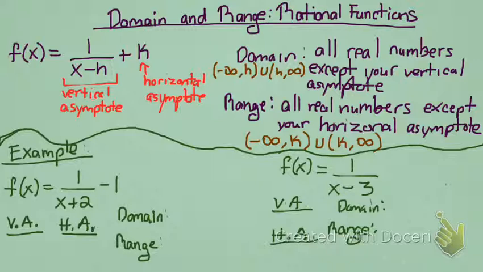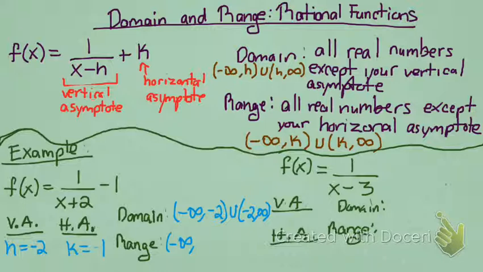I have 1 over x plus 2 minus 1. My vertical asymptote is going to be the opposite of positive 2 in the denominator, which is negative 2. So my h equals negative 2. And my k is always going to be whatever that last number is. So h and k is pretty much what my vertical and horizontal asymptotes are. So I already know my domain and range. My domain will be negative infinity to whatever h is, which is negative 2, union negative 2 to infinity. And my range is going to be negative infinity to negative 1, union negative 1 to infinity.